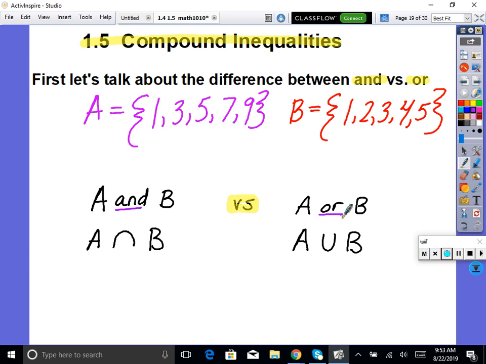So first of all, this is just a way to show you what and versus or is. I wouldn't necessarily write down the A and B thing. This is to get you to understand what and versus or is. This has nothing to do with what we're learning, solving in just a minute. All right, so we have a set A with numbers 1, 3, 5, 7, 9. This is set B with 1, 2, 3, 4, 5. We have two separate sets.